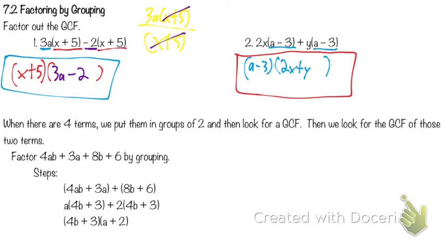All right. We're going to look below this in a second. Now, when there are 4 terms, we're going to put them in groups of 2. So let's say 1, 2, 3, 4 terms right below us at the bottom of this slide. We put them in 2 groups of 2. First 2, last 2. There's parentheses around both.